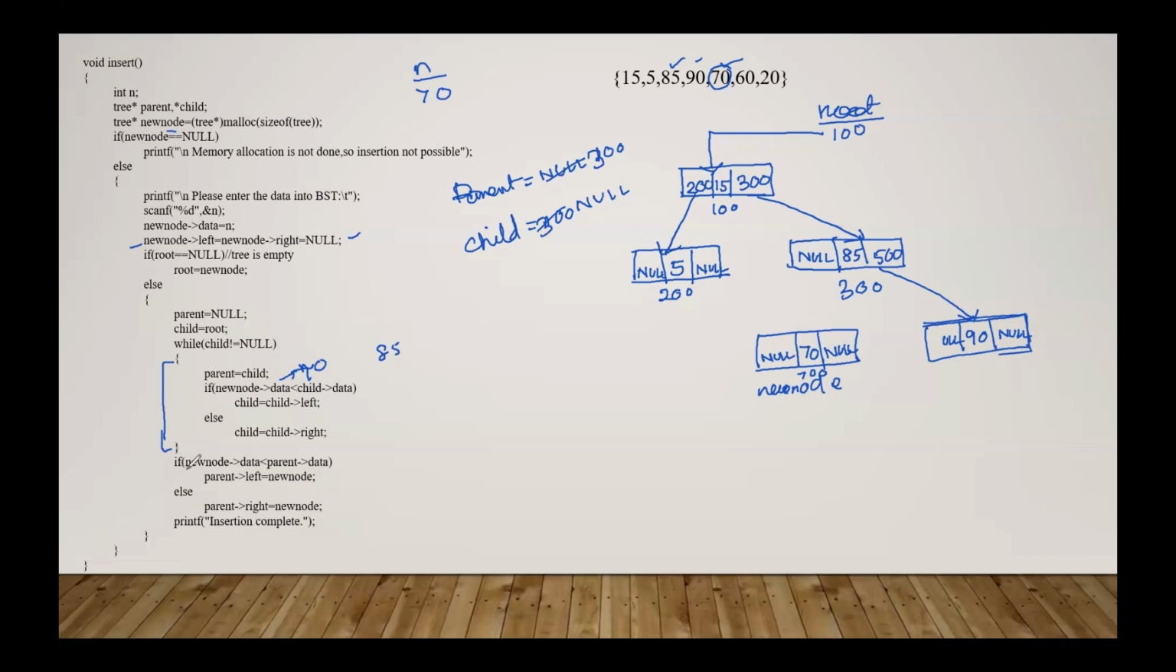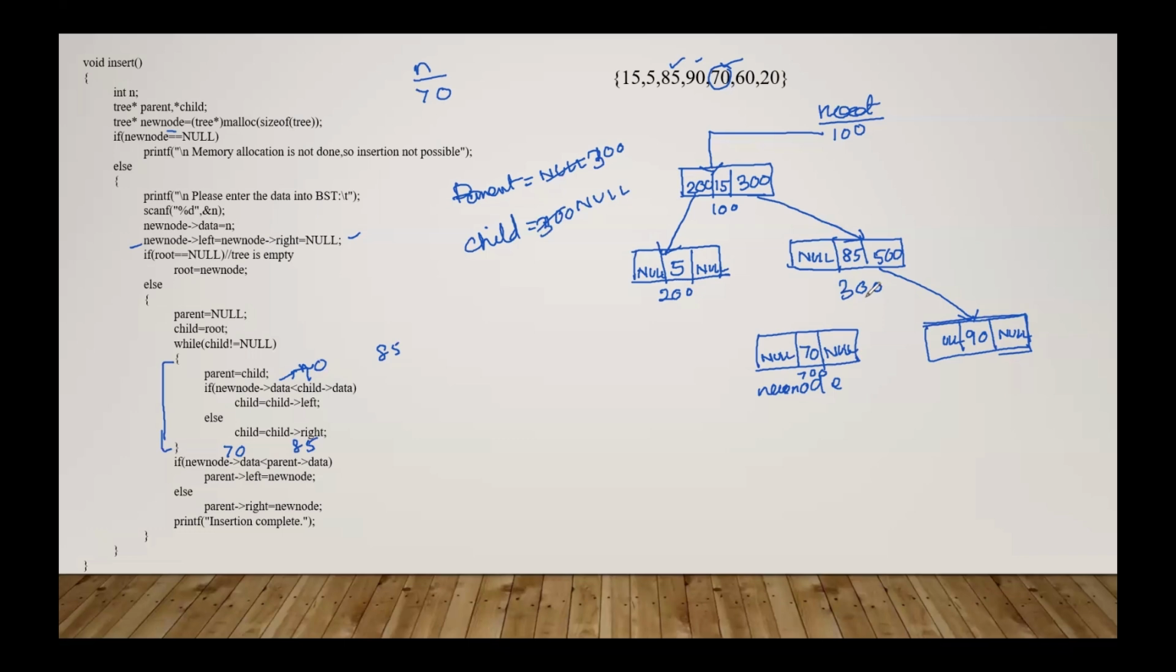Then it will go to the next line. So it means we have already reached this node. At this node we have to insert the data. The next question is whether we have to insert it as a left child or a right child. If new node data, what is the new node data? 70. Parent data, what is the parent? The parent is 300. 300's data is 85. If it is true, then parent left equals new node, which means we have to insert the new node as a left child.